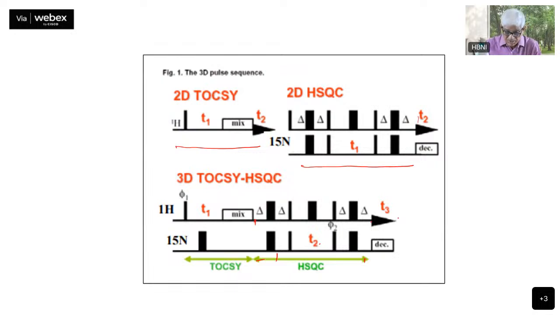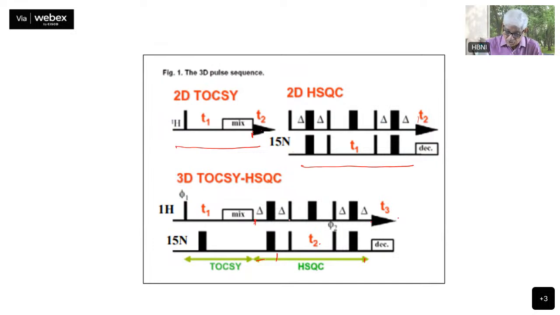The first part is the TOCSY pulse sequence. You have the time variable T1. Remember, I am just repeating this. 2D TOCSY is here. You have the T1 period here, and the data collection happens here. So the TOCSY actually ends here. The transfer of information happens here. This is the data collection, and we actually have to do it at the end only. So up till here, we have the TOCSY part.